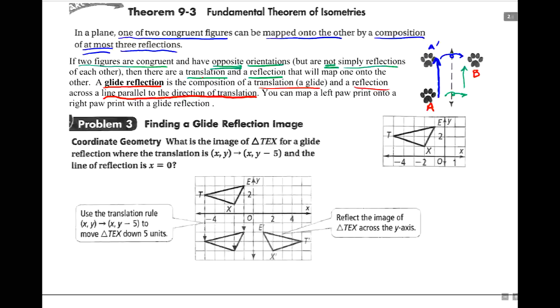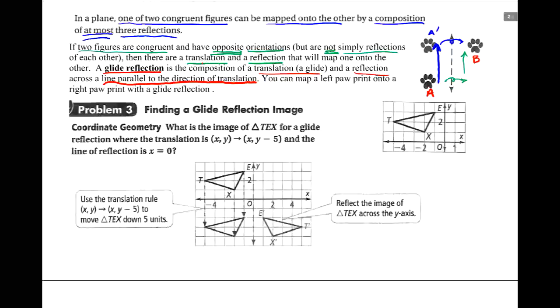So let's look at our example problem here. How do we find a glide reflection image? We want to know what is the image of triangle TEX here for a glide reflection where we have our translation rule and the line of reflection is x equals 0. Remember, our translation rule tells us how far to move x and y, and then our line of reflection tells us what we are flipping across, how far away from that line we are flipping across.